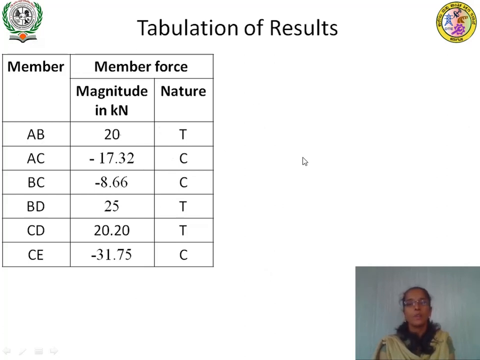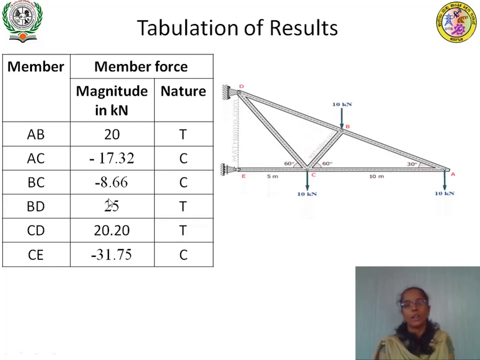Now we will represent these values pictorially. AB is subjected to tensile force of 20 kilonewton. Tensile means you should mark arrows away from the joint. The arrow heads should be away from the joint. And the magnitude is 20 kilonewton. Next, AC subjected to a compressive force of 17.32 kilonewton. Compressive means arrow mark should be towards the joint. The magnitude is 17.32 kilonewton. Next, BC, again compressive force. Arrow mark should be towards the joint, 8.66 kilonewton.